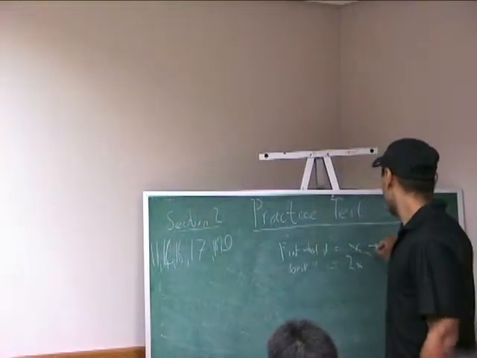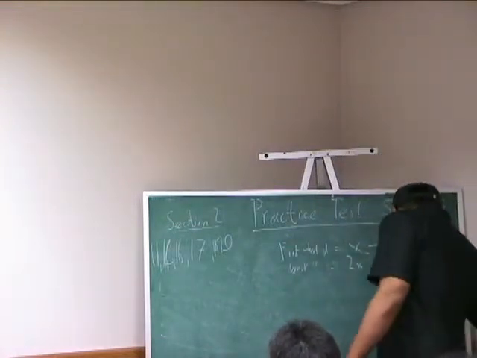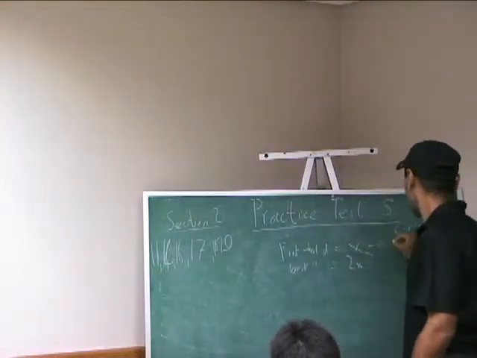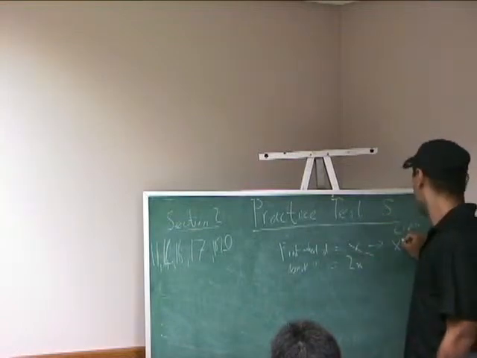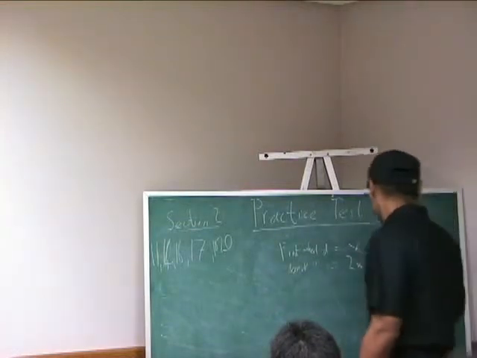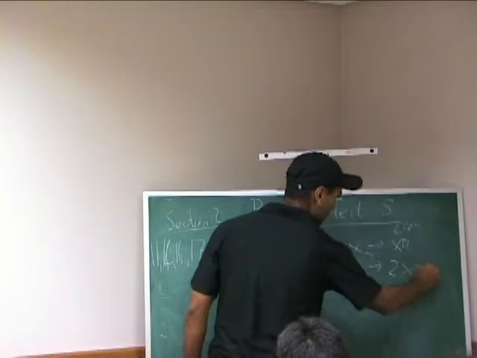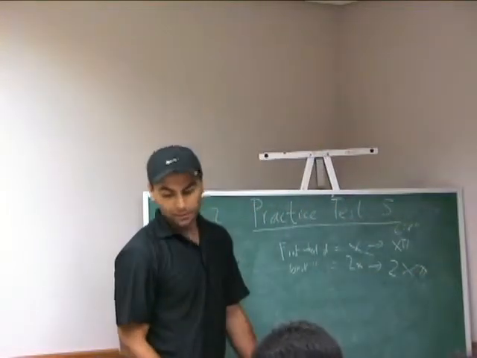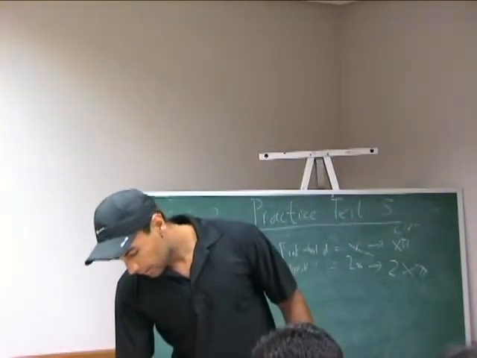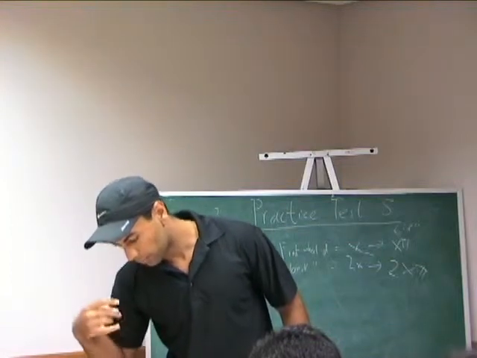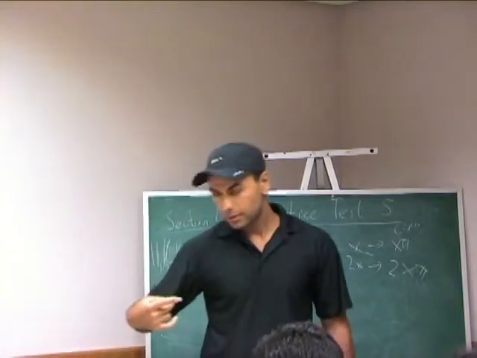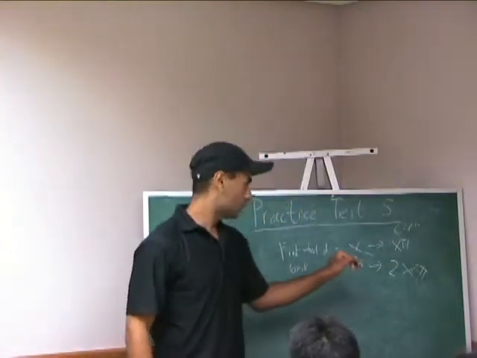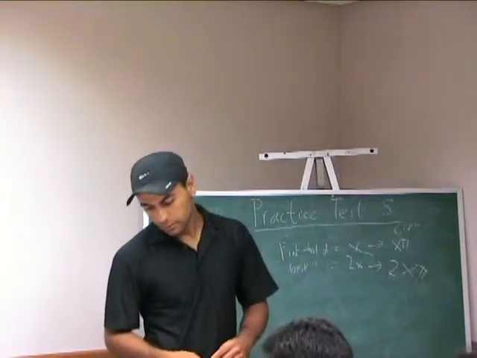Of this one? X pi. Circumference is x pi, right? It's pi d. Yep. And this one, 2x pi. Right. So every time the back wheel revolves once, how many times does the front wheel revolve?